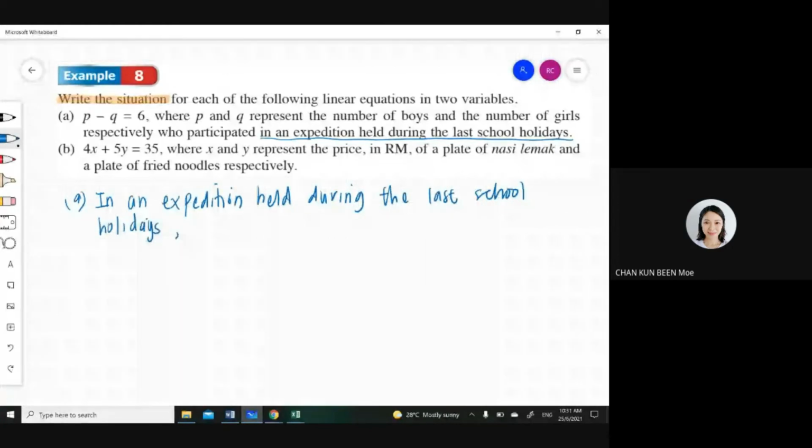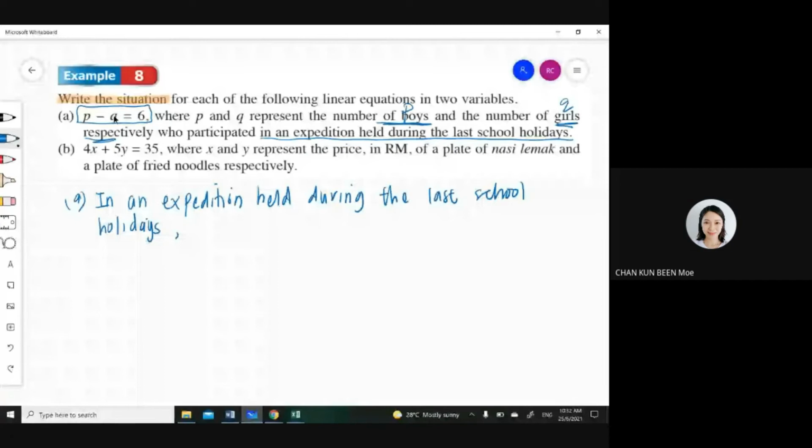Okay, and then we look at the number of boys, and then we have the number of girls. By referring to this, it means that the number of boys is P, the number of girls is Q. So who is more than who? Is the girl more than the boy or the boy more than the girl? If you look at it, the boy is more, because the boy is P and the girl is Q. Of course, we use the bigger number to minus the smaller number. So the boy should be more than the girl.